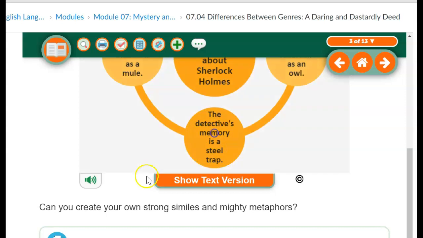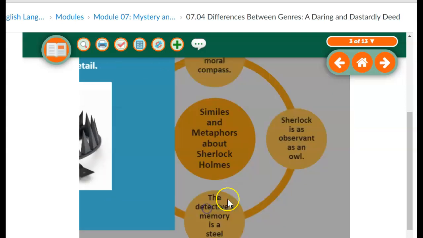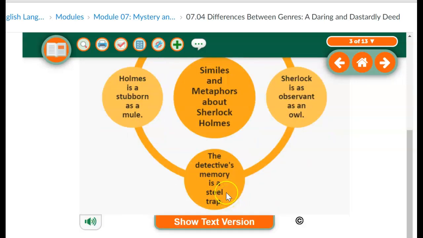So yeah, metaphor. Steel trap, if you get something stuck in a steel trap, it's staying there for a long time. So to say that his memory is a steel trap means that he doesn't forget a thing. Good.